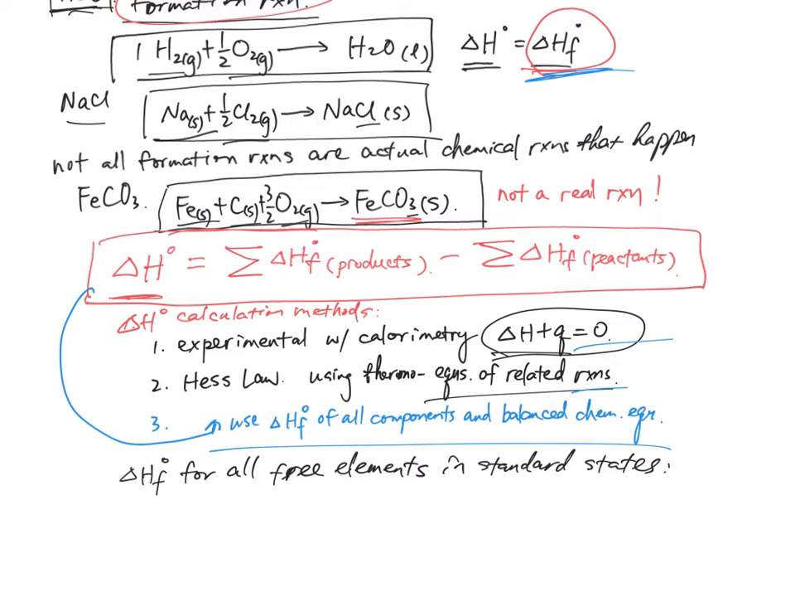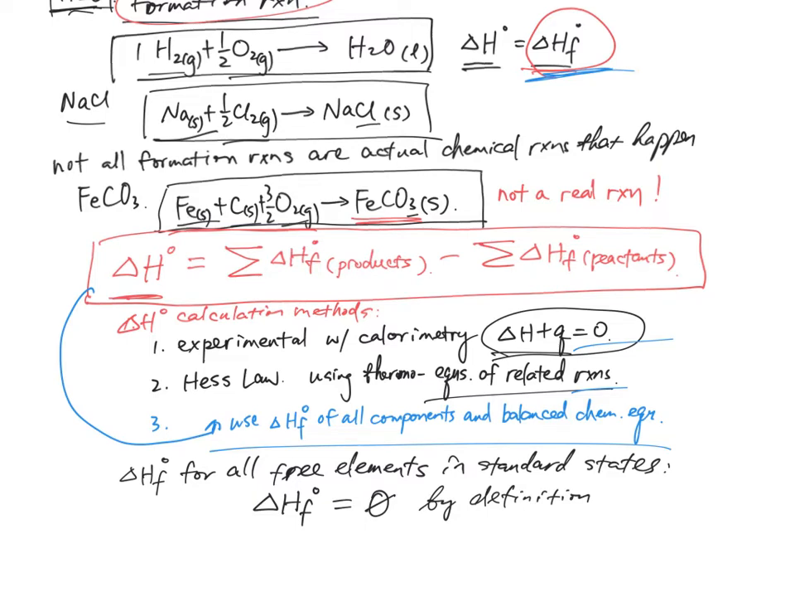So all free elements in standard states, we're defining their delta HF as equal to 0 by definition. Now, why do you define it? Because, again, delta H is a state function. With a state function, we care about the difference. We don't know the absolute value.